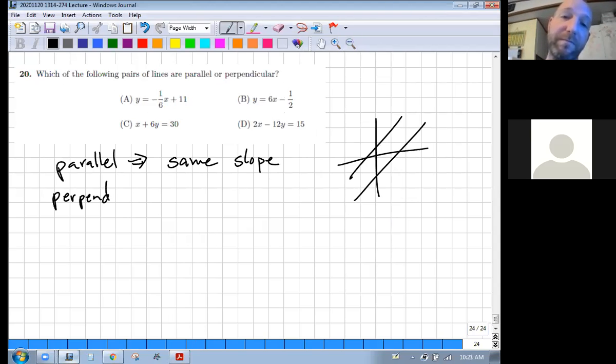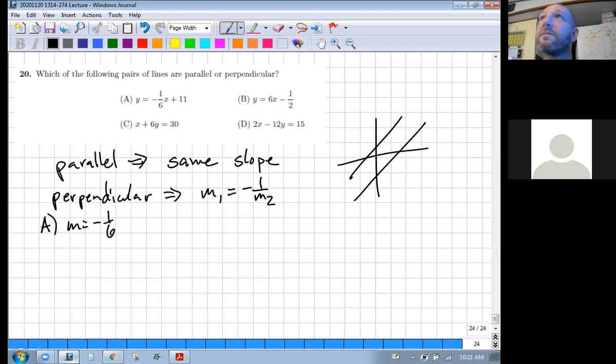Perpendicular means the slope of one is the negative reciprocal of the slope of the other. So let's find out what the slopes are here. What is A? The slope for A, m, is negative 1/6. B, the slope is 6, right? So I could tell you that A is perpendicular to B because they are negative reciprocals of one another.